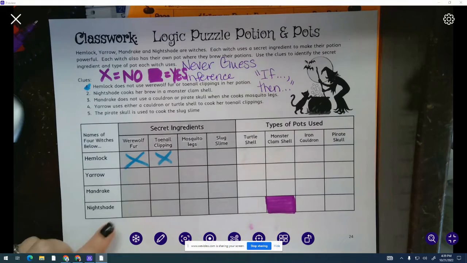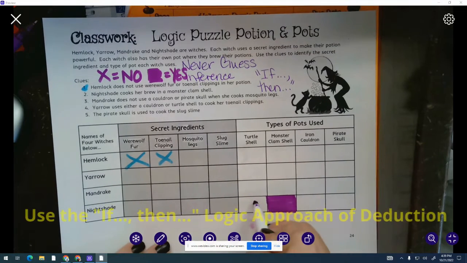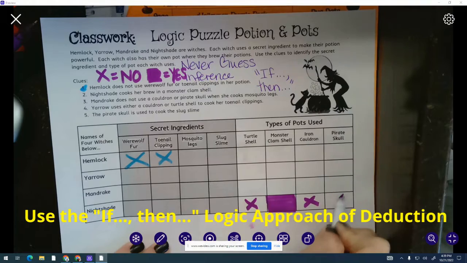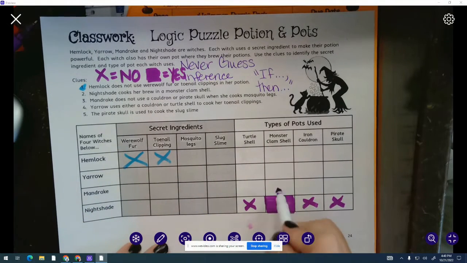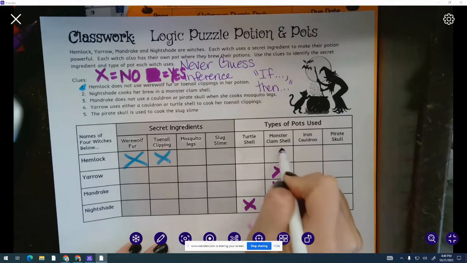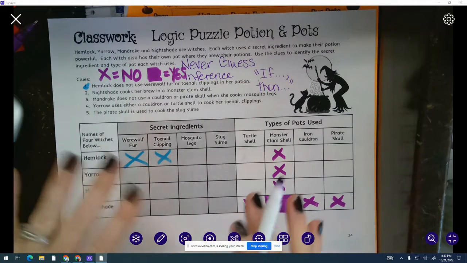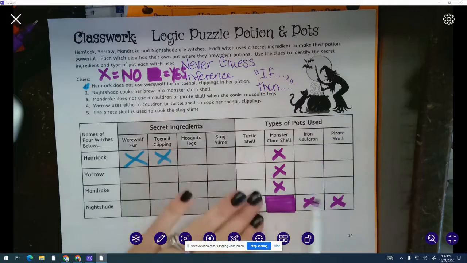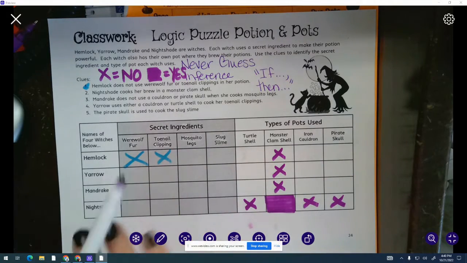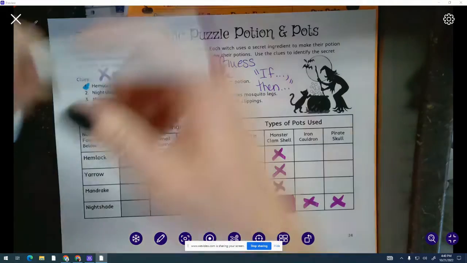Now we have some inference. If Nightshade uses the monster clamshell, then she is not using any of the other pots. And if Nightshade is using monster clamshell, no one else is. We're really starting to narrow things down. You can see Hemlock's choices are narrowed down. More narrowing down here is the process of eliminating things to identify what we need to find.